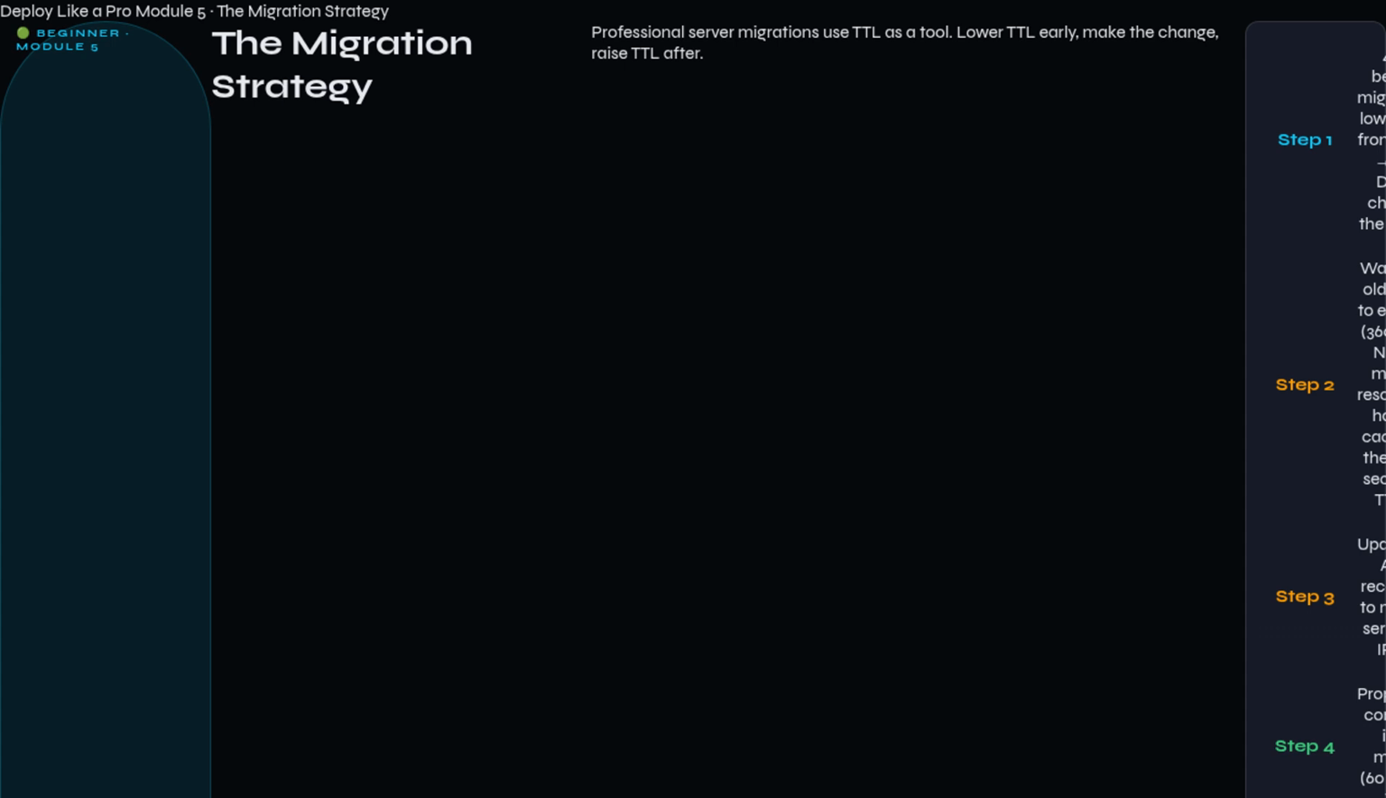Why wait? Because resolvers cached the old TTL value along with the record. A resolver that saw TTL 86400 an hour ago will keep that cache for another 23 hours regardless of what your nameserver says now.